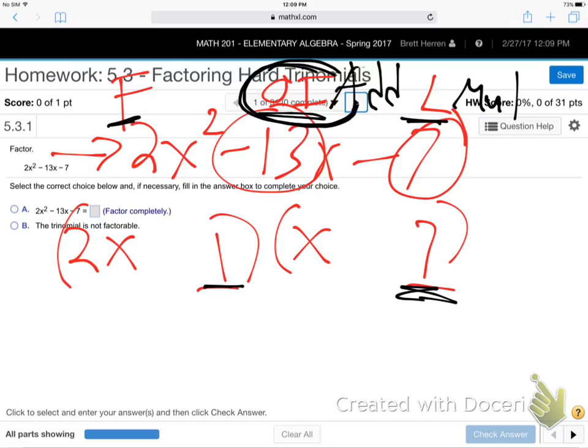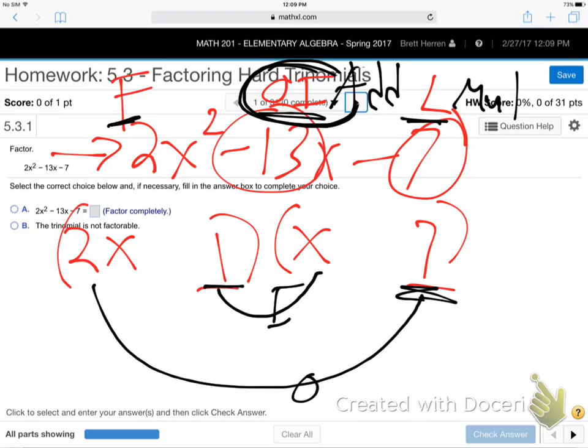O and I. What does the O and the I stand for in the word FOIL? Outer with outer, inner with inner. We never had to worry about that before because they were easy and it didn't matter. This is where it's going to get complex. The middle's much more complex now. You've got to do the whole OI, inner with inner. So what is 1 times x? 1x, no big deal there. What is outer with outer? What is 2x times 7?